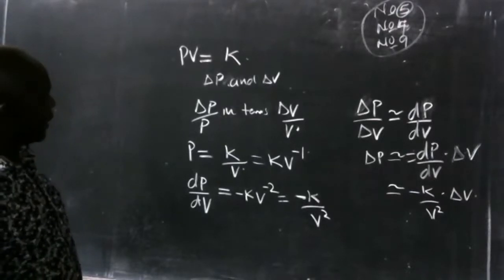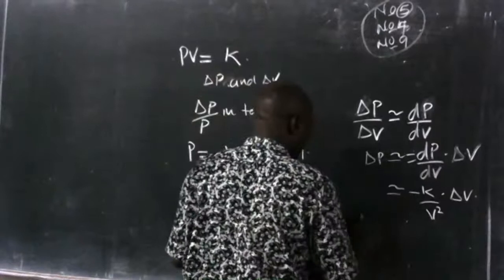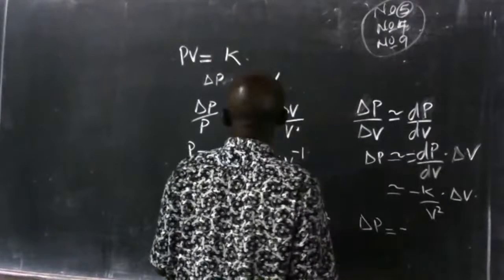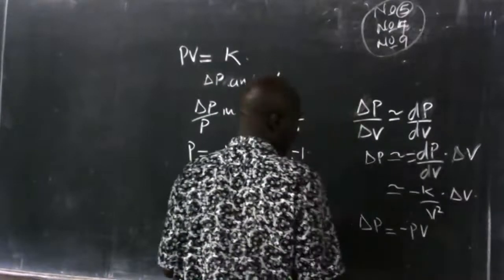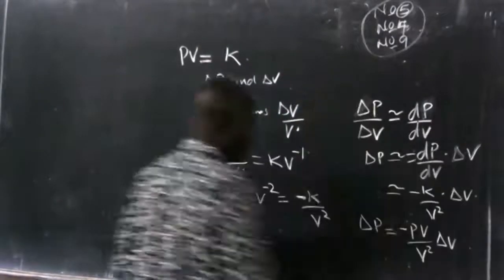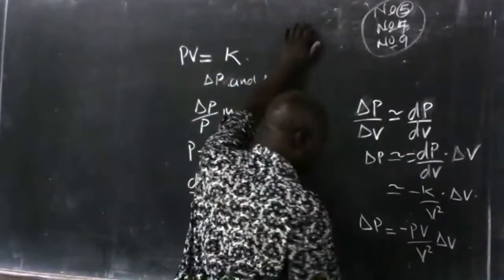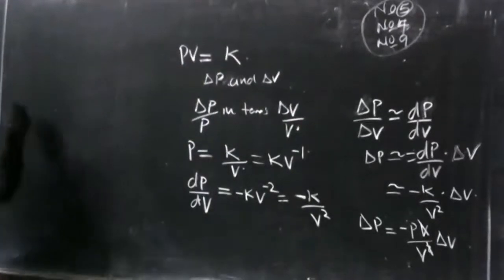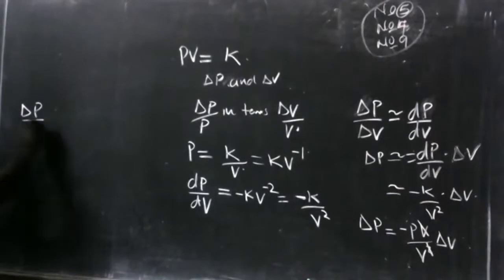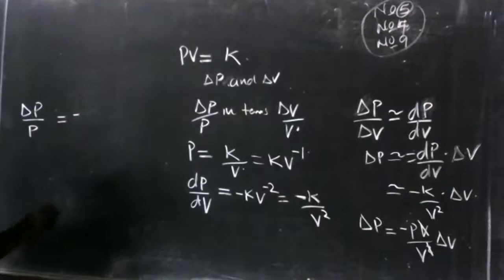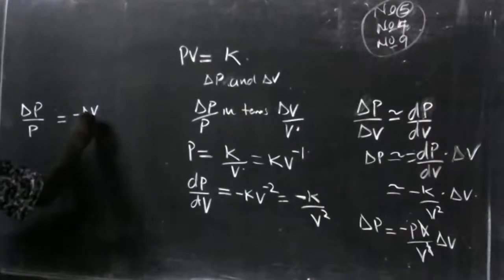Our K is equal to PV, so delta P is equal to negative PV over V squared times delta V. So we have one P going, then we shall have delta P over P equal to negative delta V over V.